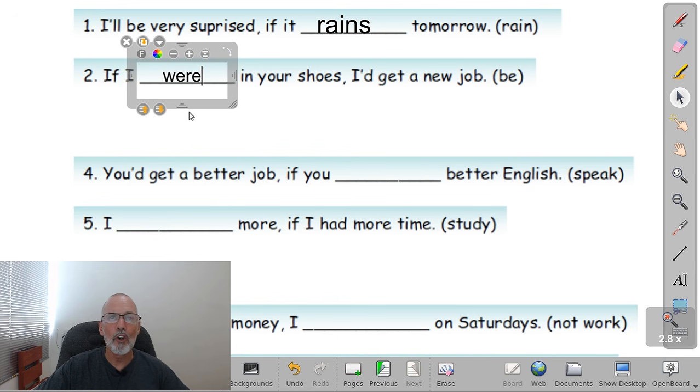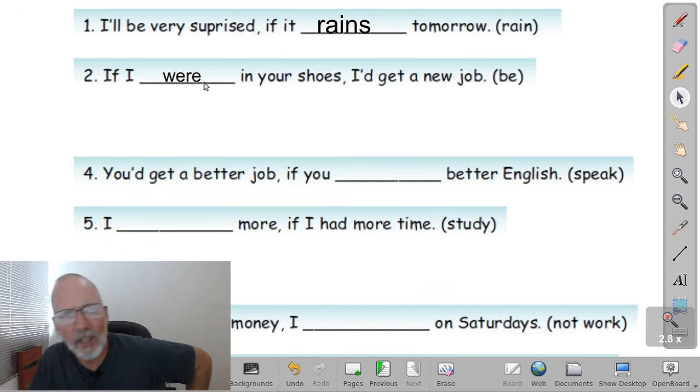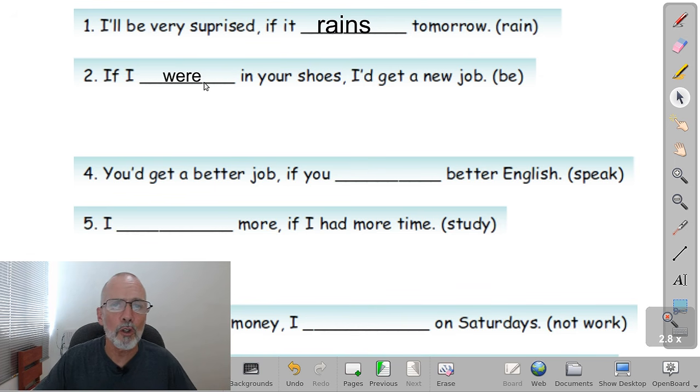If I were in your shoes, I'd get a new job. This is a common expression in English, a way of using conditionals to give people advice. If I were in your shoes, I'd get a new job. If I were in your shoes, I'd study more English.